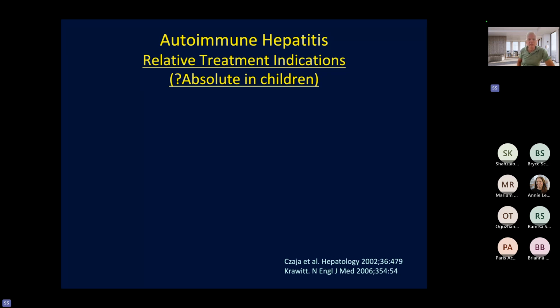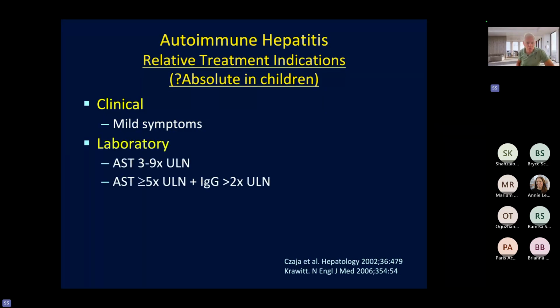What about the relative treatment indications? And again, I would caution you, these are relative treatment indications in adults. We would also consider them to be absolute indications in children. And that would include patients with mild symptoms, AST levels and immunoglobulin levels that are not quite as high, and interface hepatitis and active cirrhosis.